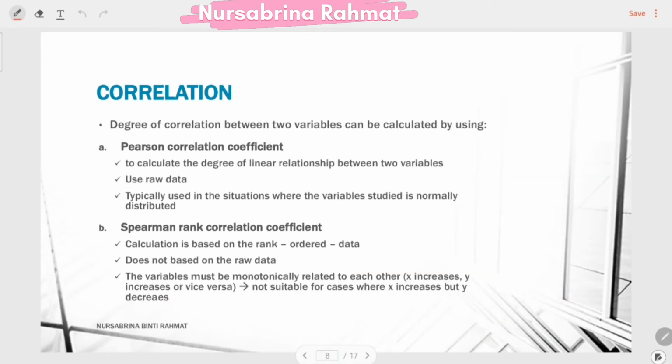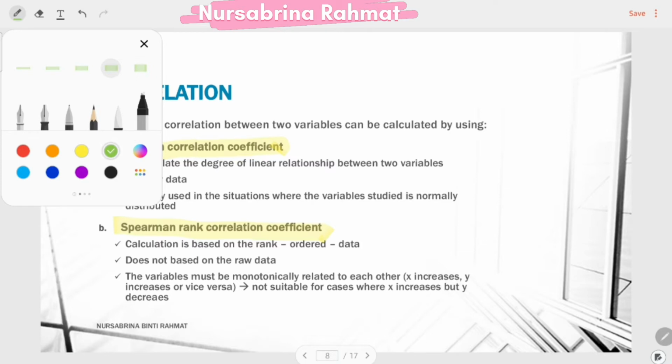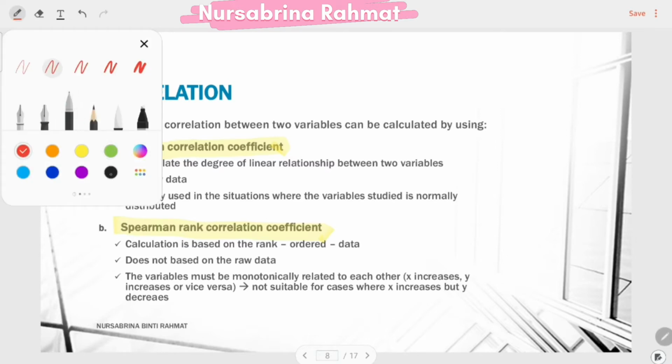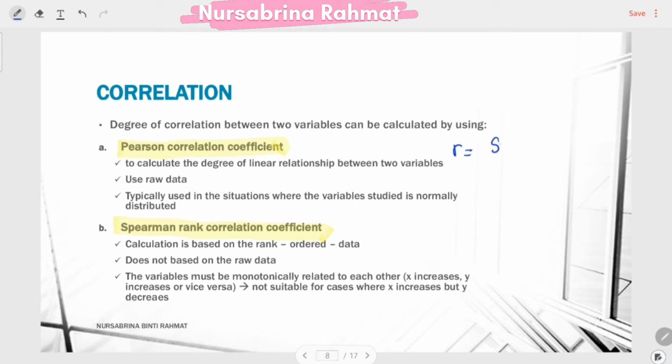Alright, so there are two ways you can determine the strength or degree of your correlation. First is the Pearson Correlation Coefficient, and secondly is the Spearman Rank Correlation Coefficient. What is the difference between these two? First, definitely they have different formulas. The Pearson Correlation Coefficient has this formula: r equals S'xy over the square root of S'xx multiplied by S'yy. For the Spearman Rank Correlation Coefficient, you have the same abbreviation, r, but the formula is slightly different: 1 minus 6 sum of d squared over n times (n squared minus 1). I will explain it in more detail when we learn how to use this formula.